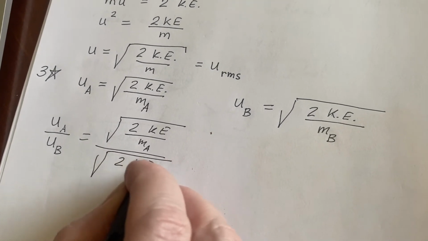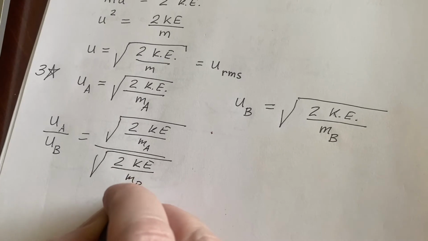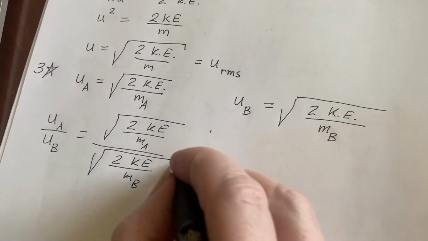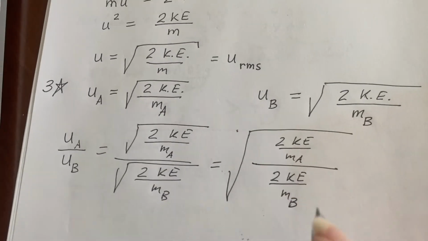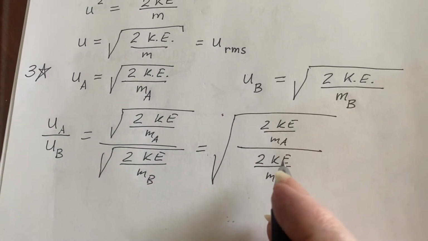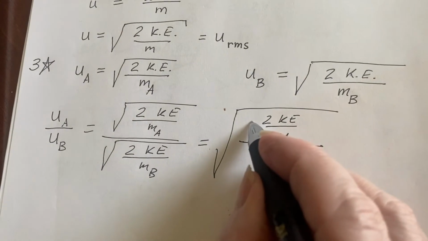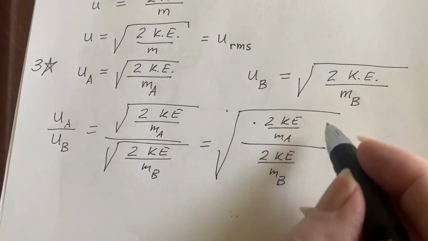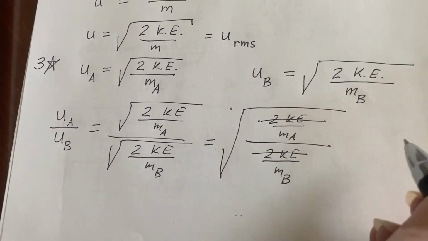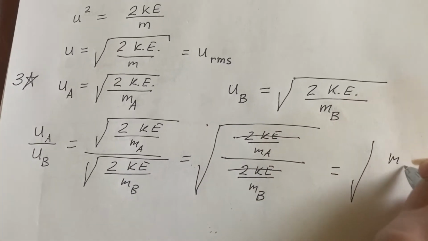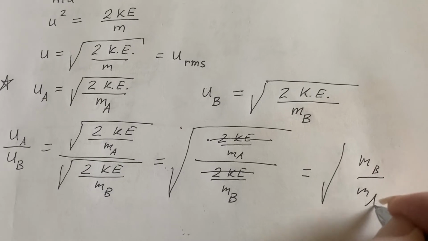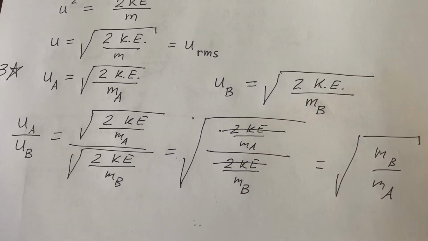Kinetic energy, mass B. All right, well, let's make it look a little nicer. We'll just put a square root of the whole thing, right? But hey, we said it was at the same temperature. So the kinetic energies are the same because the temperature is a proxy for kinetic energy, right? Boom, these are gone. Let's clean this up a little. When we do, we find out mass B over mass A. So this is what we end up getting.